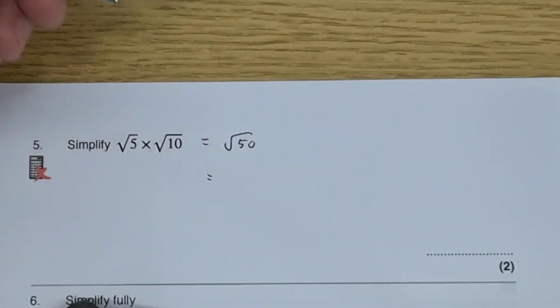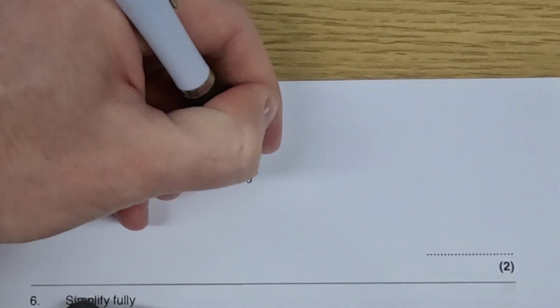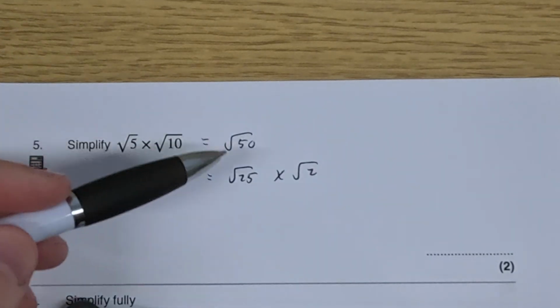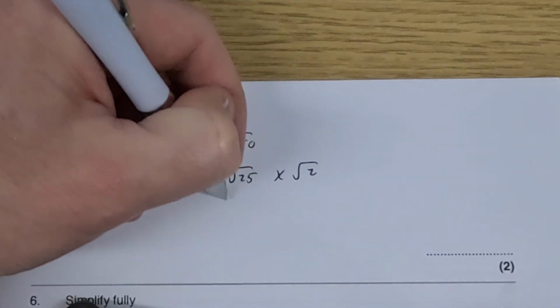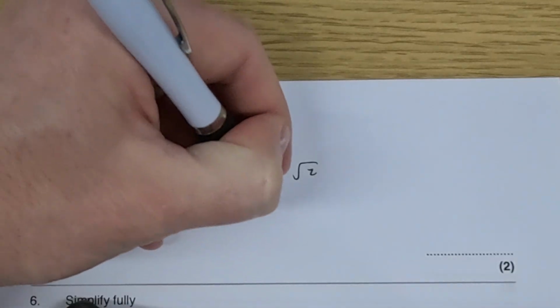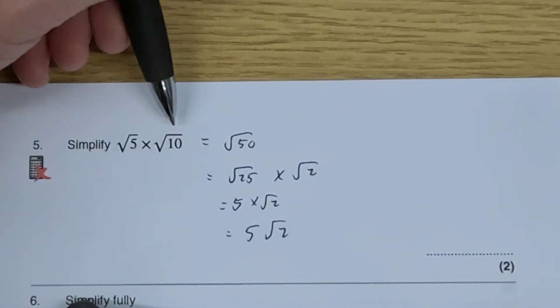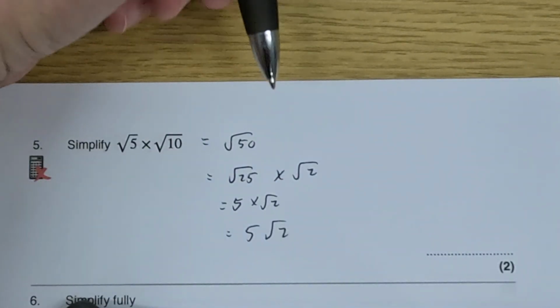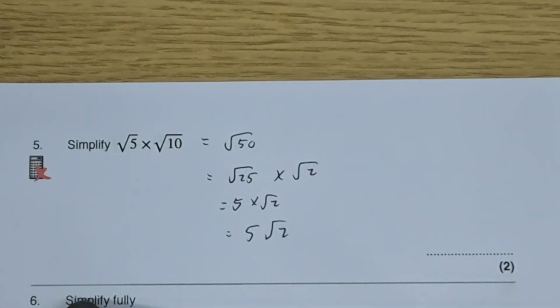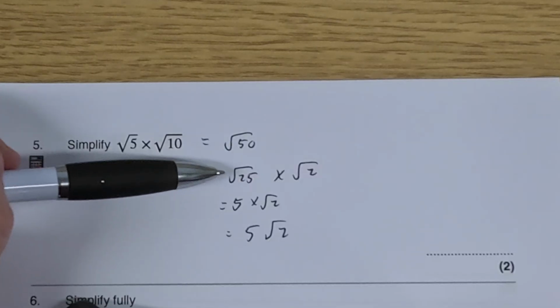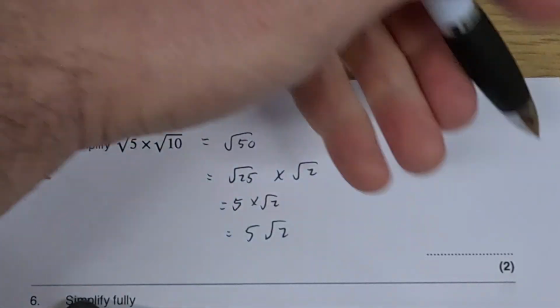And the square root of 50, well, 25 is the biggest square number that's a factor of 50, so we're going to write down the square root of 25 multiplied by the square root of 2, just simplifying this square root of 50. And the square root of 25 is 5, so we've got 5 times root 2, which would just be 5 root 2. And that's it. So we've done root 5 times root 10, which is root 50. And then we simplified this surd, just thinking, what's the biggest square number that's a factor of 50? That's 25, so we've got root 25 times root 2. The square root of 25 is 5, so we've got 5 lots of root 2, so the answer is 5 root 2. And that's it.